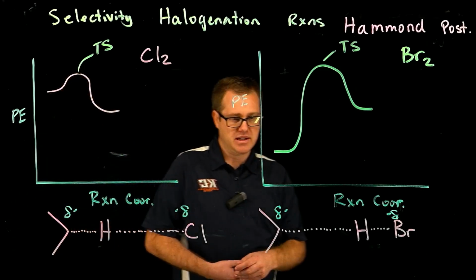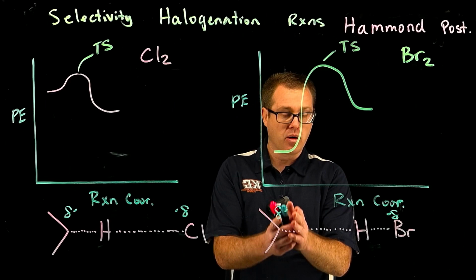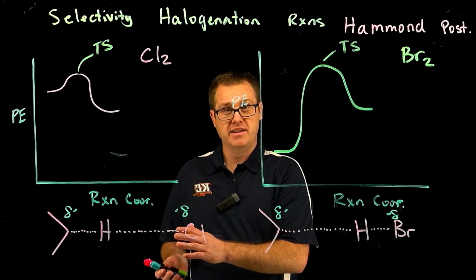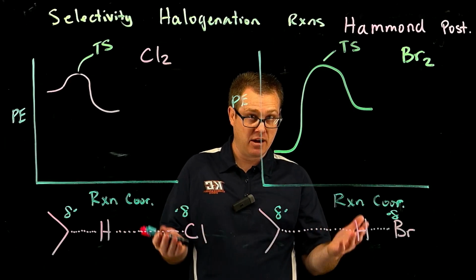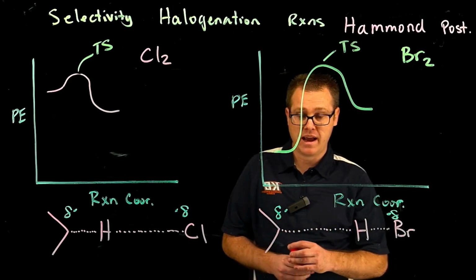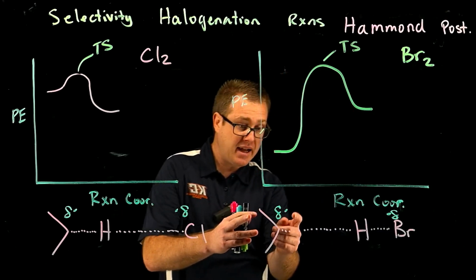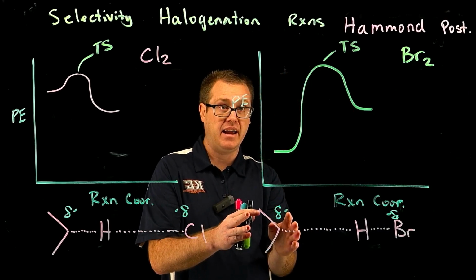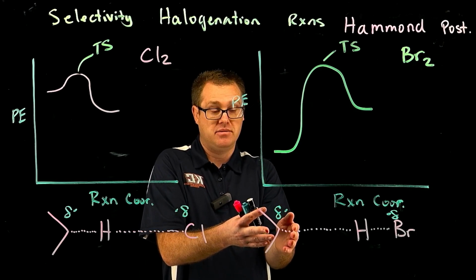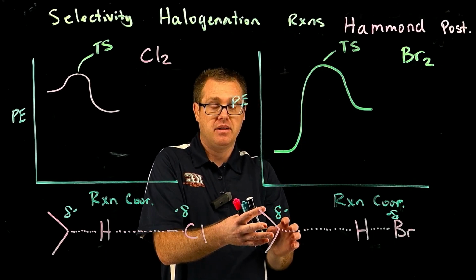And so it's this difference here. Because this has more radical character, we've learned a few minutes ago that we want to have a secondary radical because it's more stable and lower in energy. And so because this is more radical-like, it is going to predominantly be the secondary radical in the transition state.